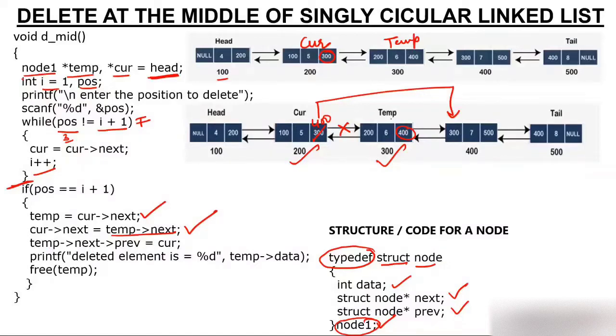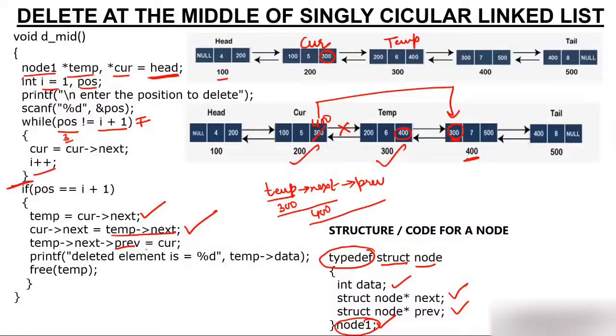Now what I'll do, I'll ask temp next. What is temp next? 400. See this. Temp next is 400. This means I'm here. Temp next previous, that is, 400 previous, is this. I'm talking of this. I'm writing and explaining to you. Temp next previous. So what is temp? Temp is 300. What is temp next? 300 next is 400. And what is 400 previous? 300. So finally, I'm here.